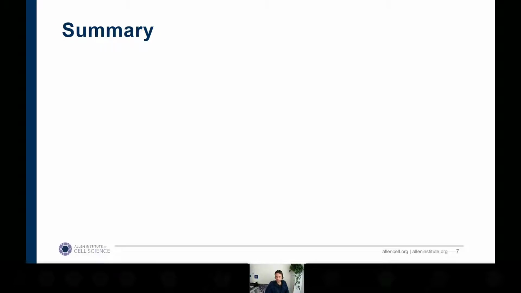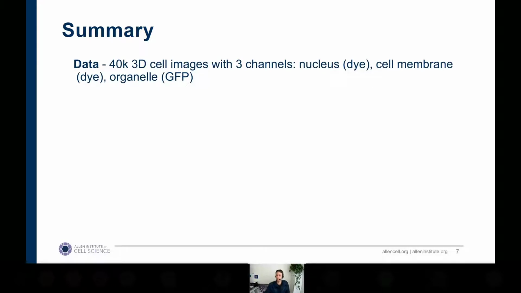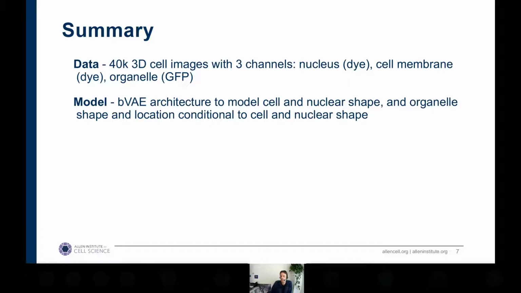I will start with giving a quick summary of the points that I'm going to talk about. Data. So we have more than 40,000 three-dimensional images of cells where we have obtained 3 intensity channels: the nucleus, the cell membrane, and an organelle or subcellular structure. We are, as a computational model, using a beta variational autoencoder architecture in order to model the cell and the nuclear shape, but also to model the organelle shape and location, which is conditional to the cell and nuclear shape.